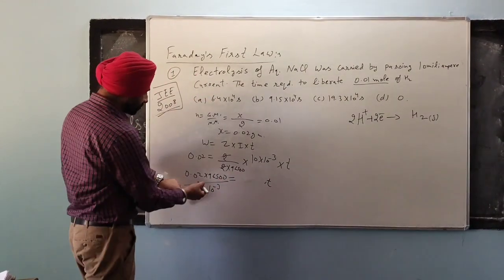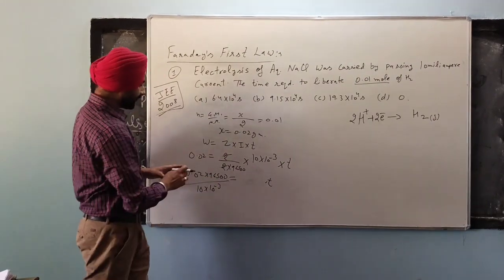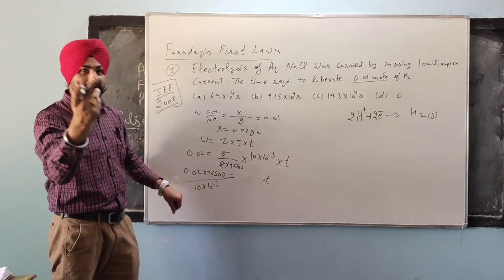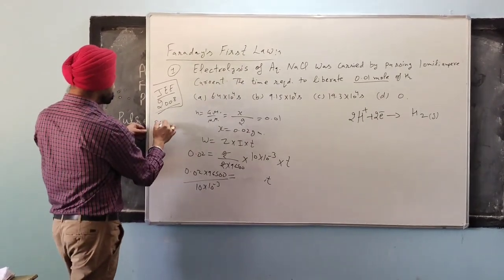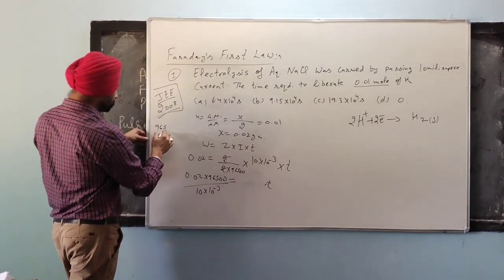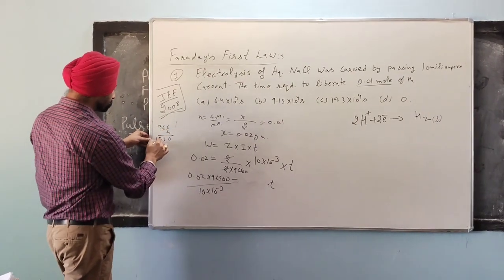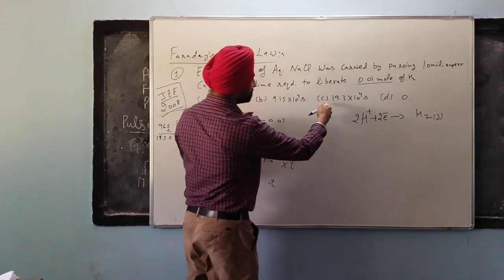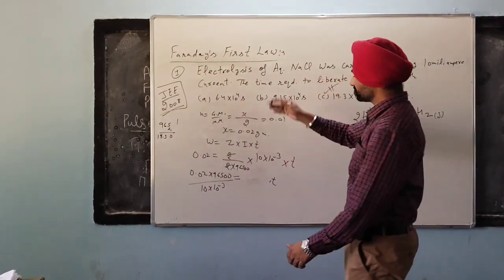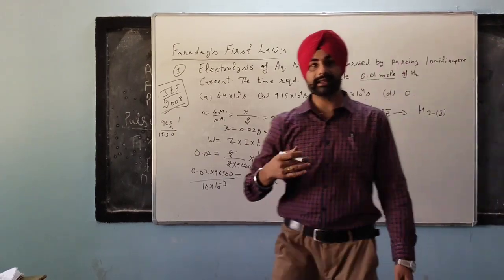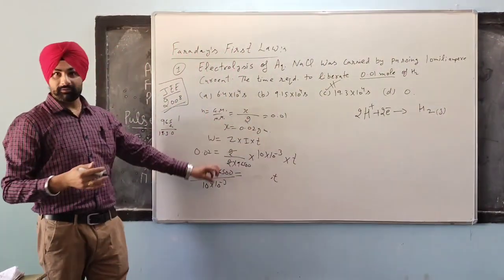We can solve this just for the idea. Sometimes we need not do the whole calculation, just multiply. 965 multiplied by 2: 5 twos are 10, 6 twos are 12, 3, so 19.3. Do we have any option 19.3? Okay, so this is the right option, we can take it directly. This is the first method, solving this question by using the formula.